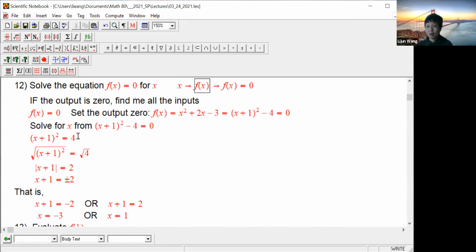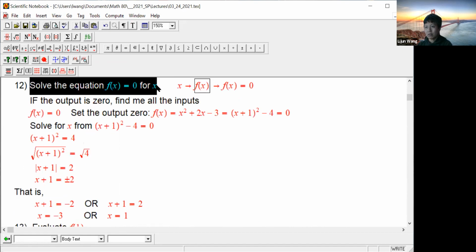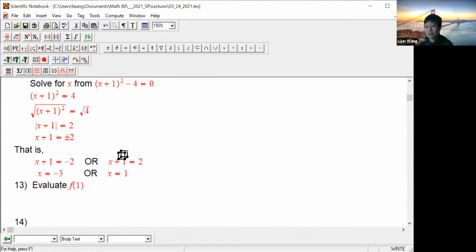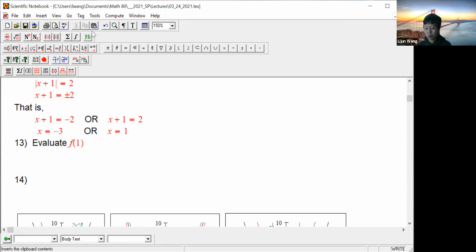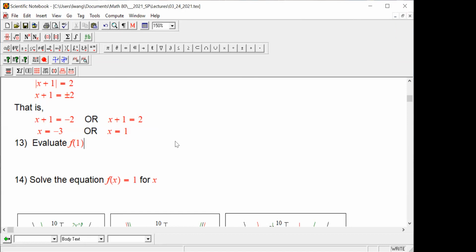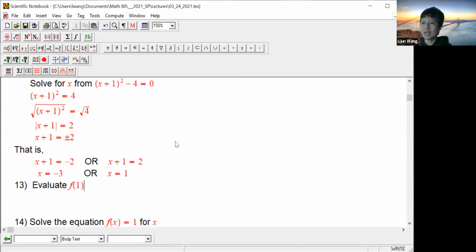What was in number 12? Solve the equation f of x equals 0. And now we have solved the equation for f of x equals 1. What has changed? The nature of the question hasn't changed. Only the number has changed. Does everybody follow me? Yes. Okay. So let's look at the geometric meaning.